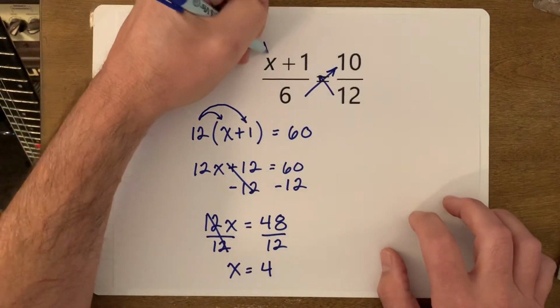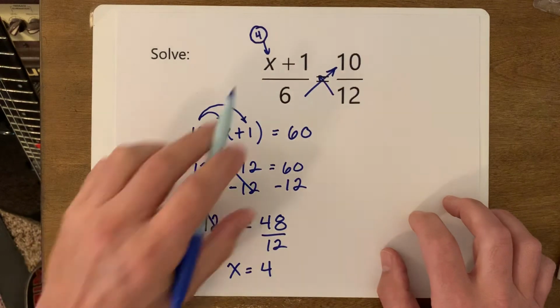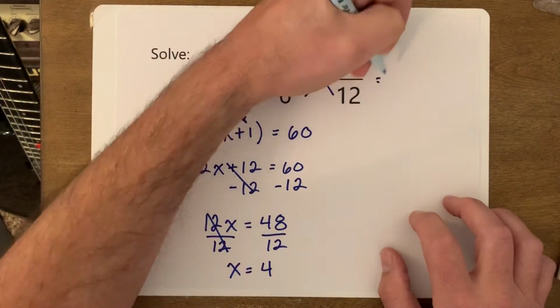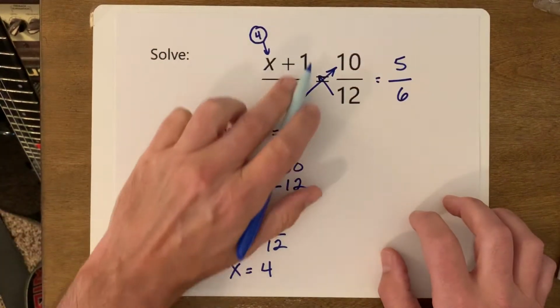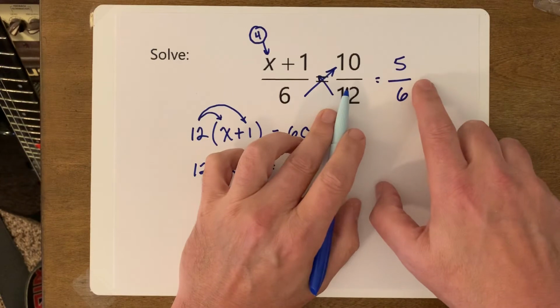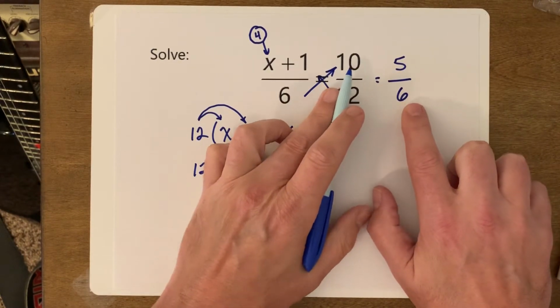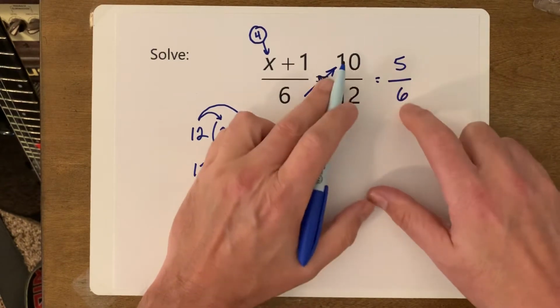So now, let's take a look. If we plug that solution back in there for x, 4 plus 1 is 5, isn't it? Over 6. This fraction is now the same as this one. Are these now in proportion? Well, if you do your cross products, 60 and 60, you get 60 for both of your cross products. So I know that they're in proportion.